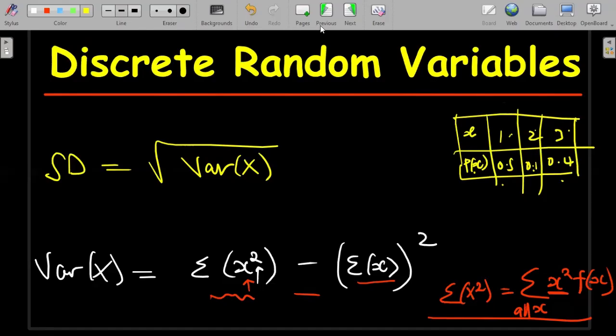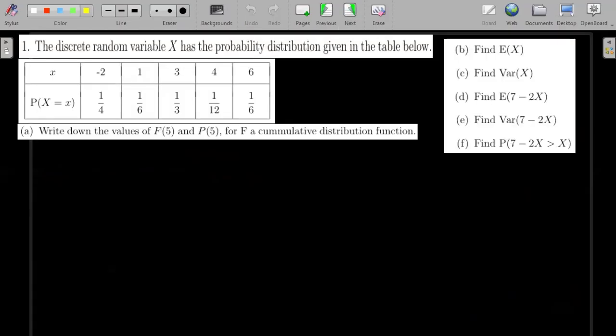So now let's look at some sample problems. Okay, so we start with this one. Here they're saying the discrete random variable x has the probability distribution given in the table below. So we can see the table here. We have the random variables there with their probabilities. Okay, so question A, write down the value of F(5).